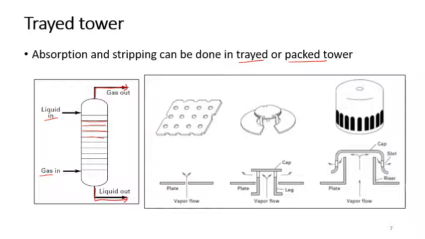The trays here are the same type of trays as what you have heard of in distillation design. So you can use a sieve tray, a valve tray, or a bubble cap tray. The factors for choosing what kind of tray are the same as in the distillation process, and you also have to consider the vapor flow and the liquid flow in the trays.